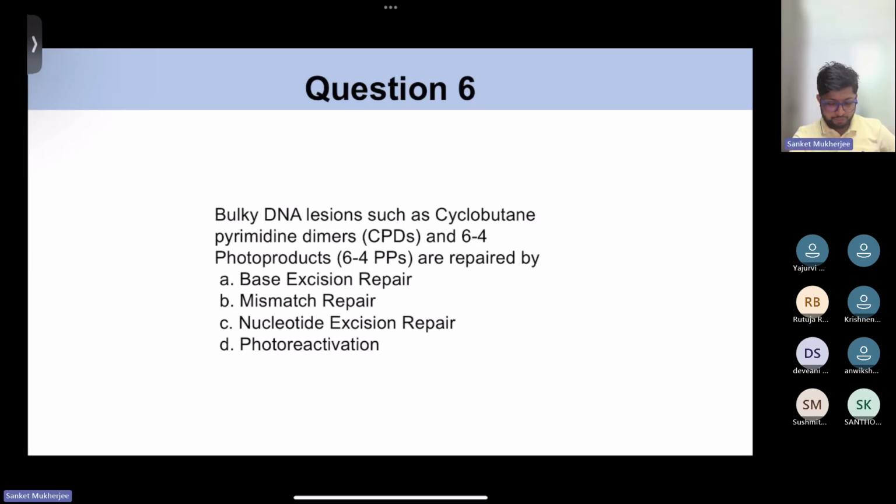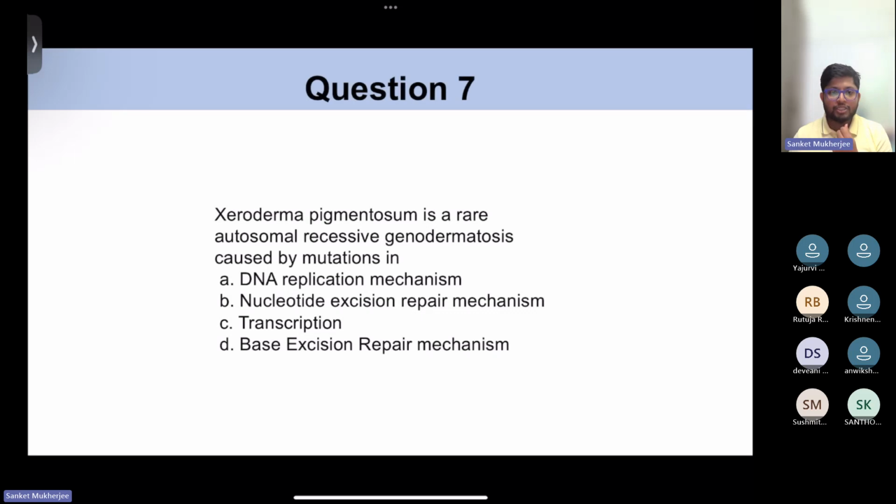Well, photoreactivation can actually repair CPDs, cyclobutane pyrimidine dimers, but not essentially 6,4 photoproducts. So if the lesions are bulky, the answer should be nucleotide excision repair. If you remember, when we talked about nucleotide excision repair, we said that bulky lesions in DNA are repaired through the nucleotide excision repair pathway. So yeah.